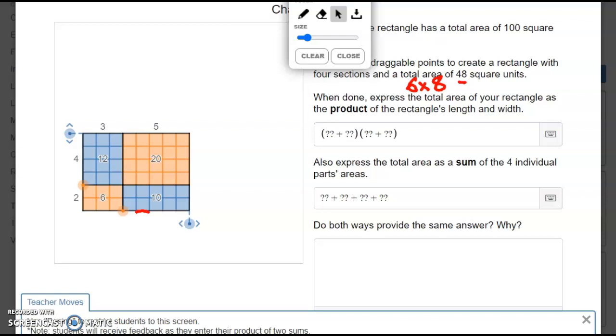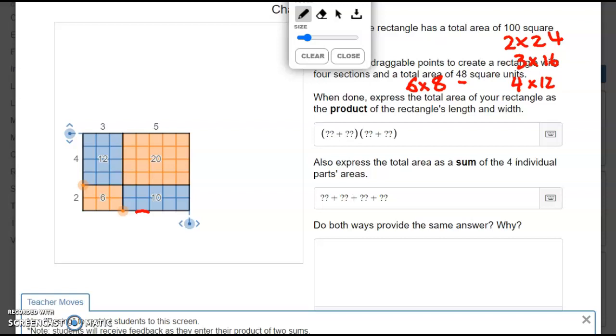So you could have used something like 2 times 24, or you could have used 4 times 12, or you could have used 3 times, let's say, 16. Okay, so many different combinations.